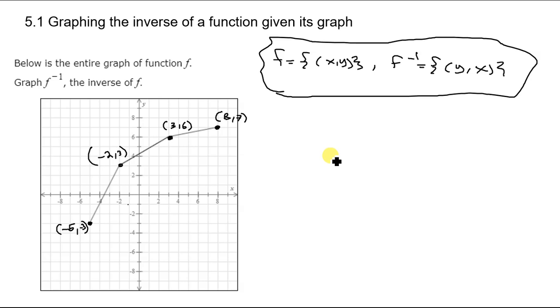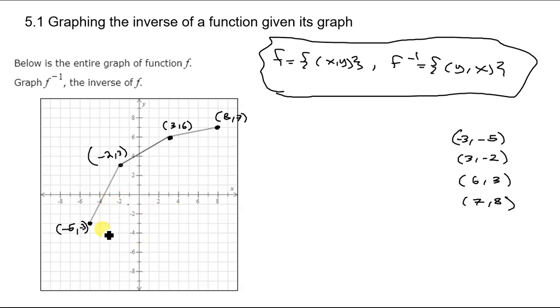So then our new ordered pairs, let's write our list over here. We just flip the order of these. Minus 3 comma minus 5, 3 comma minus 2, 6 comma 3, 7 comma 8. Now this is the list of ordered pairs corresponding to the inverse function of this function. Let's plot each of them.